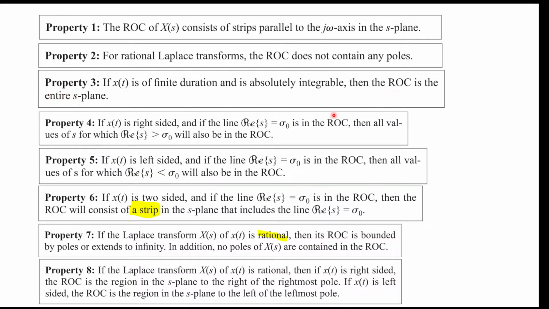If you are finite duration, then ROC is everything, and if you are right-sided, ROC will extend to the right. If you are left-sided, ROC will extend to the left, and if you are two-sided, then ROC will contain a strip. So most of the time it's a strip, and there is at most one strip. And also, if your Laplace transform, your big X of s, is rational, then your ROC will be bounded by poles or infinity. Okay, and the next property is just calculated from the previous properties.